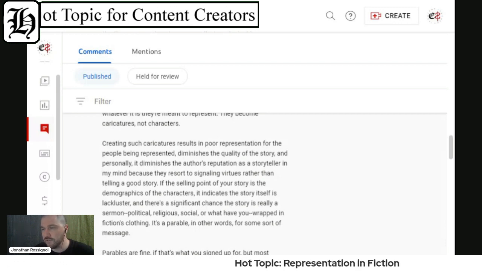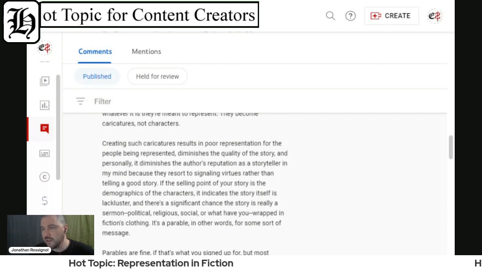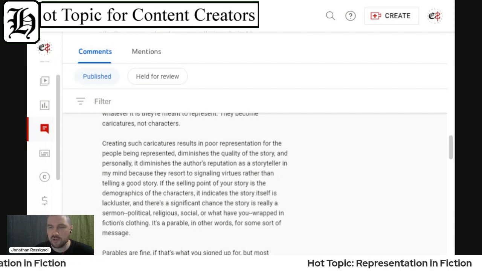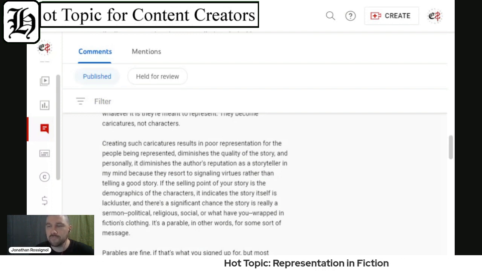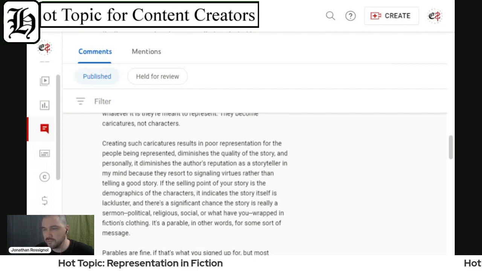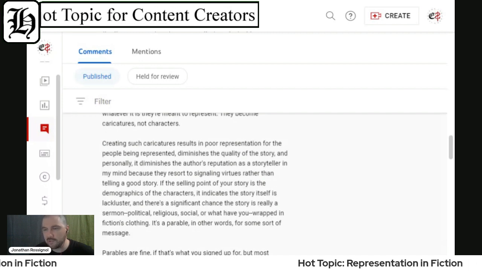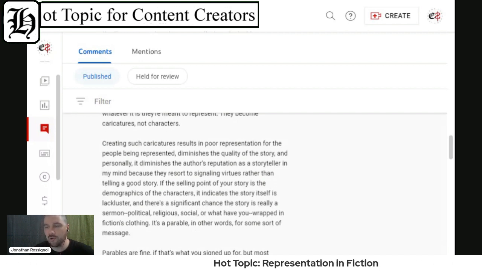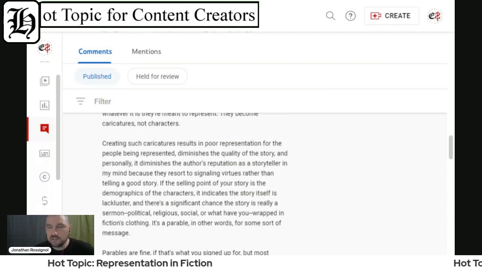If the selling point of your story is the demographics of the characters, it indicates the story itself is lackluster. Oh, okay, I see what you're saying. So in other words, if you're saying the author is just checking boxes. And there's significant chance the story is really a sermon, political, religious, social, or whatever, wrapped in fiction's clothing. It's a parable. In other words, for some sort of message. And there's nothing wrong with a message.